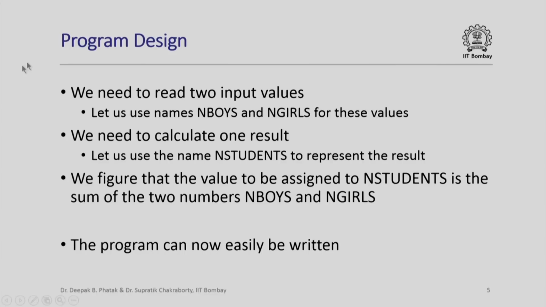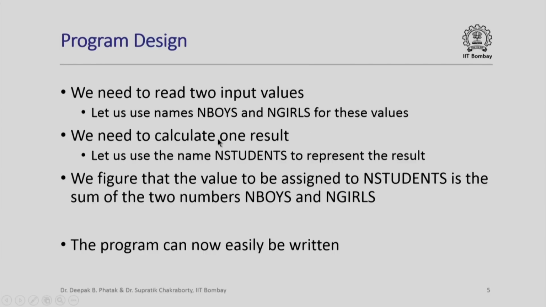So let us see this. We notice that we need to read two input values. So let us use the names n boys and n girls for these values. We could have used A, B, P, Q, anything, but it is useful to use names which are meaningful in the context of the problem that we are solving. Since we are talking about number of boys and number of girls, it perhaps makes better sense to use a name like n boys and n girls.